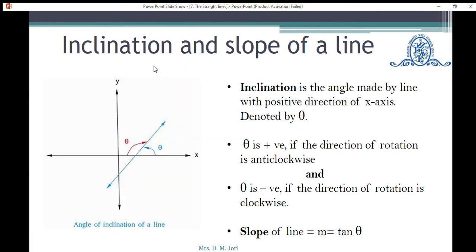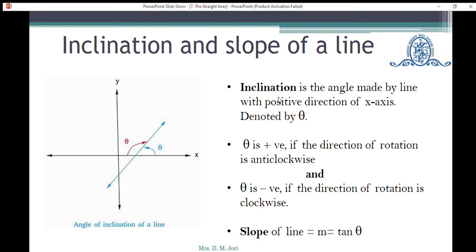Next point is inclination and slope of a line. Let us first see what is meant by inclination. Inclination is the angle made by the line with positive direction of x-axis. See, this is our straight line. Theta is the inclination. Generally, theta is the notation used for inclination.